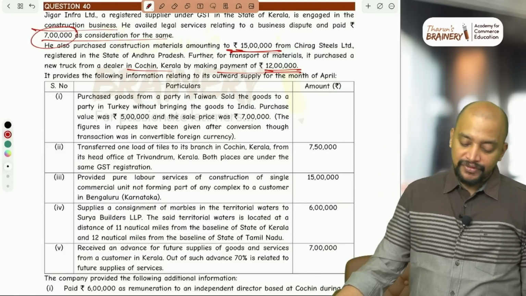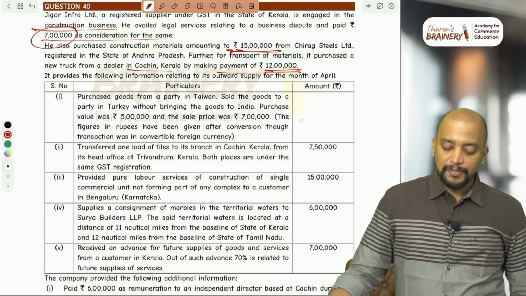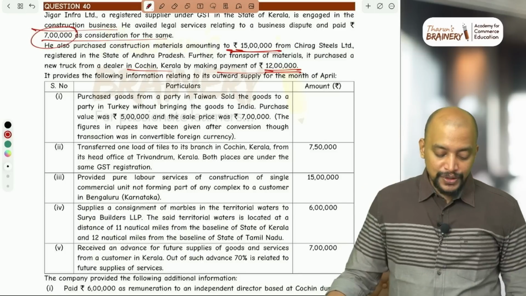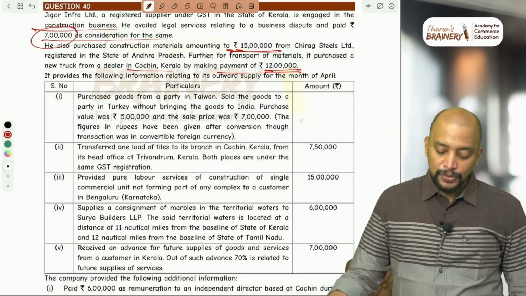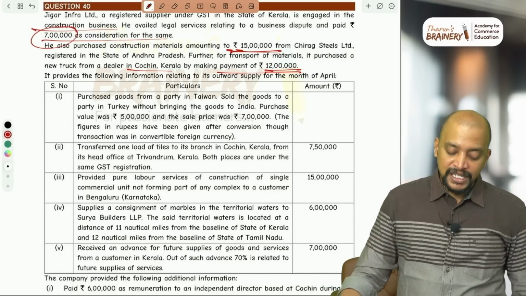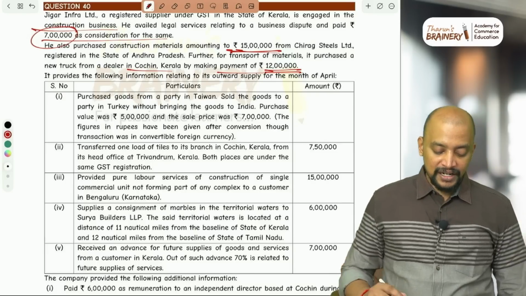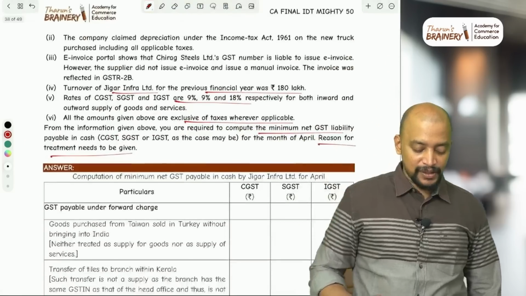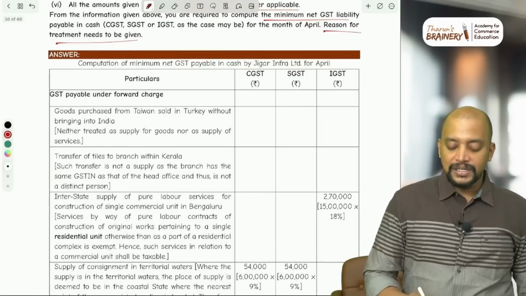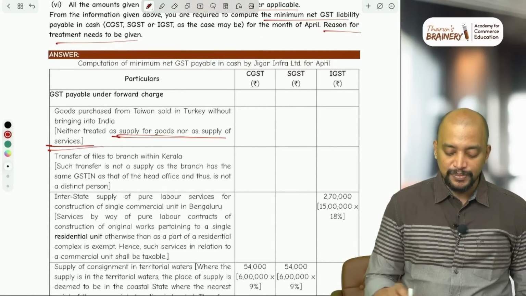It provides the following information relating to its outward supply for the month of April. Purchased goods from a party in Taiwan, sold goods to a party in Turkey without bringing the goods to India. So it means outside the country movement of goods. Purchase value of 5 lakhs and sale price was 7 lakhs. The figures in rupees have been given after conversion, as the transaction was in convertible foreign exchange.